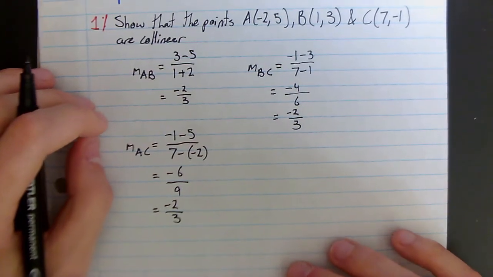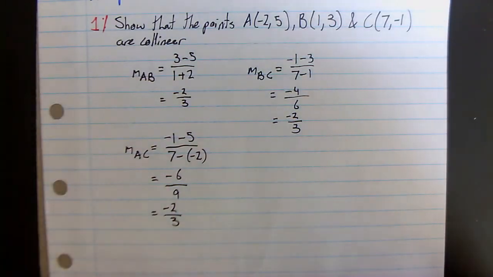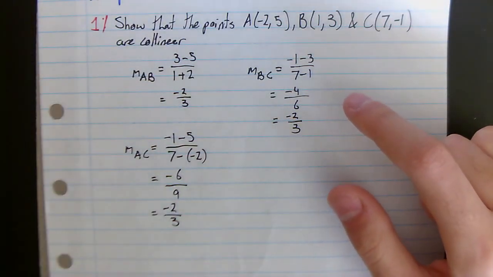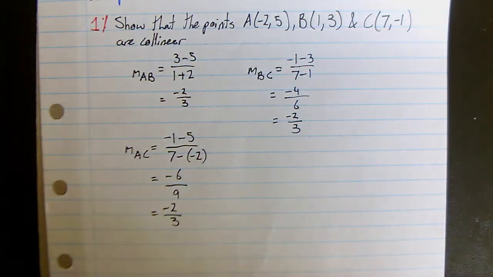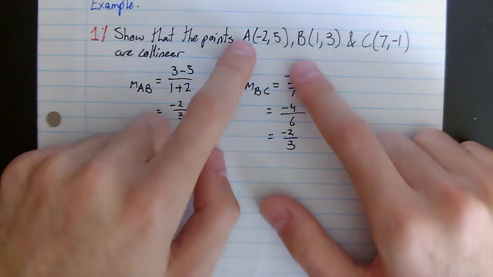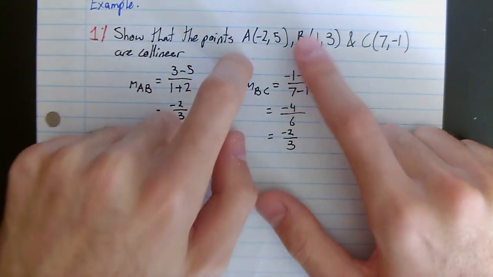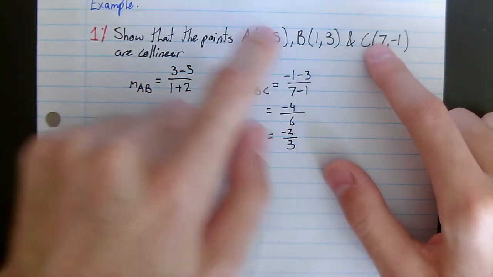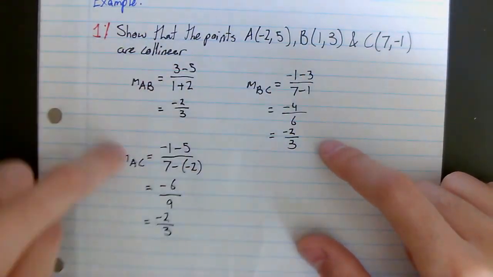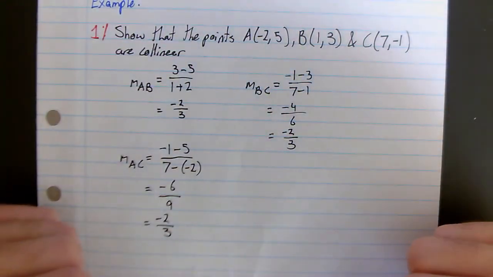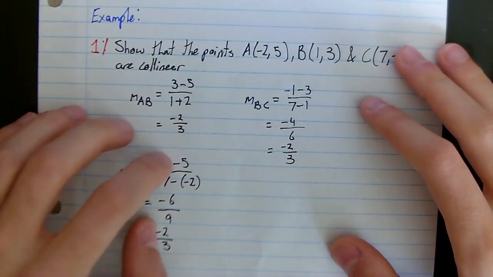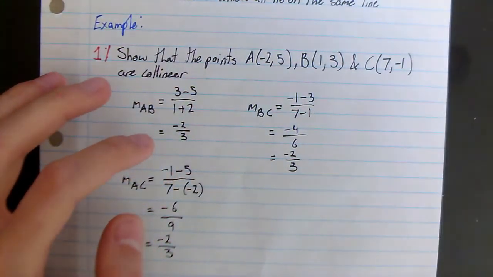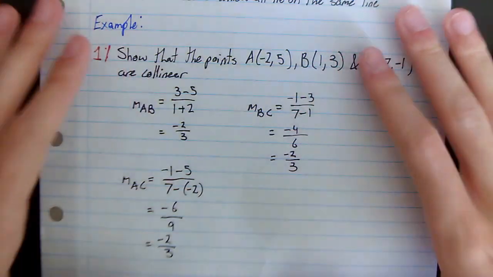So the moral of the story here is that if you need to prove that points are collinear, then all you need to do is consider the gradient between two sets of points. So AB, BC, or AC. Any two of these three here. And that should be enough. So that's basically how we define the gradient and how we've defined collinear points.